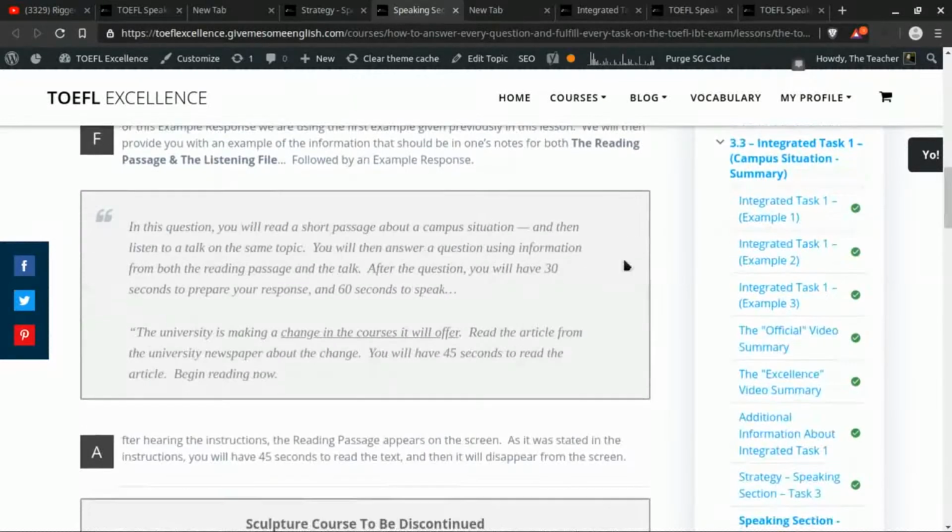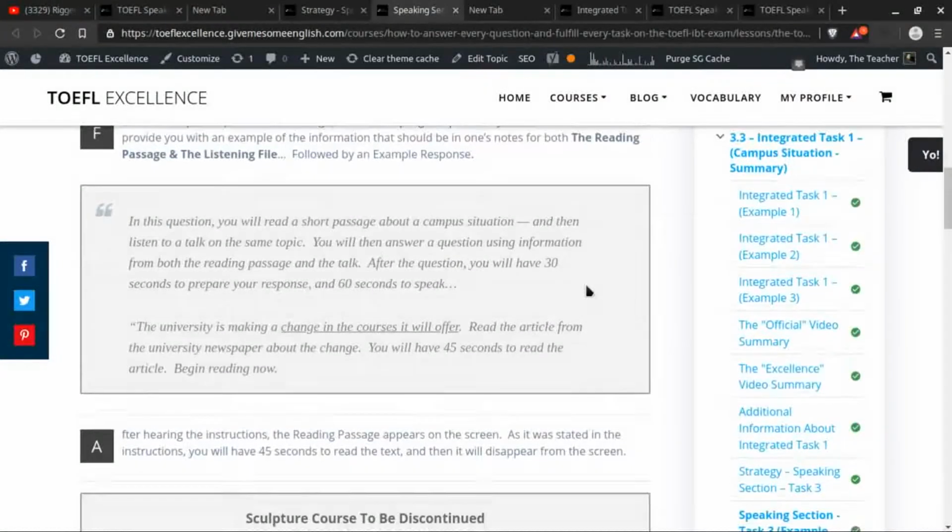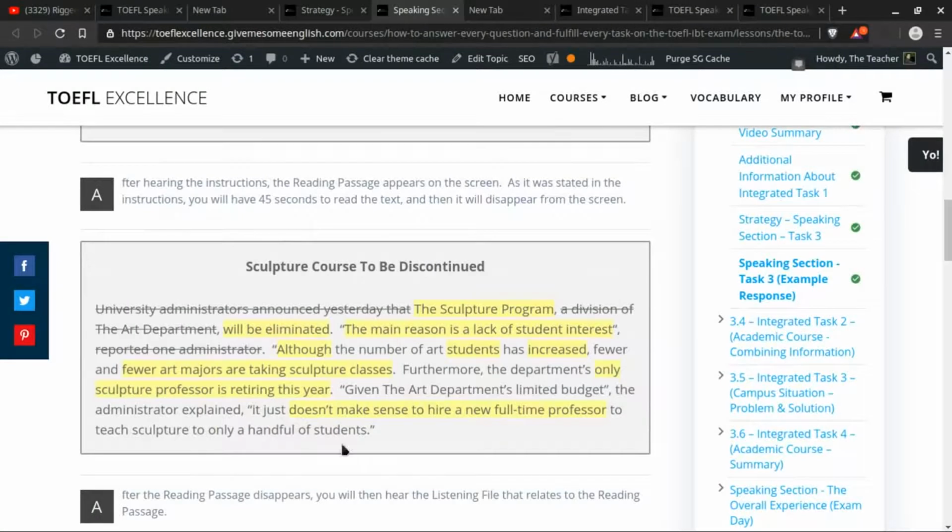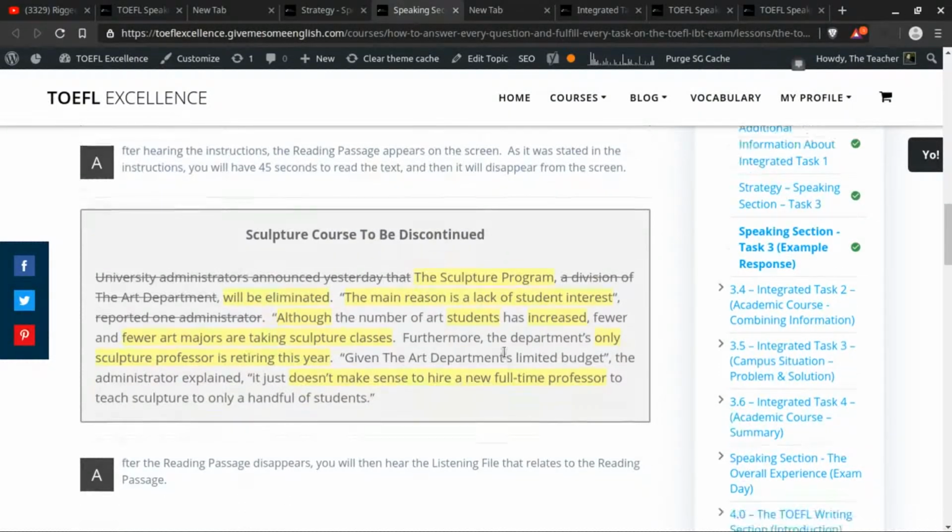So in this one, as mentioned in the summary video, you read some sort of bulletin or notice that has to do with something on campus. This would be something you would see either on a physical bulletin board or maybe in a student forum or a message board or something like that. It's a very short notice that always will present some sort of a change or a problem.